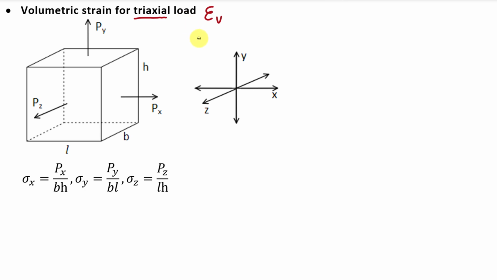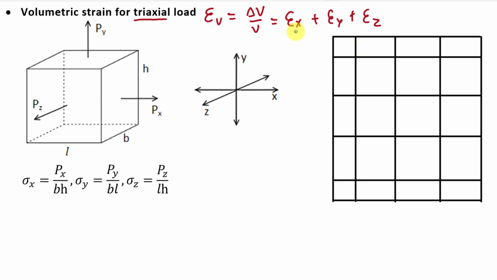Fine. Now we know that value of epsilon V is delta V by V and it is equal to epsilon x plus epsilon y plus epsilon z, means volumetric strain is sum of strain in x direction, y direction and z direction. So first of all we have to find out value of epsilon x, epsilon y and epsilon z. To find these values we are going to make one table in which we will take strain here and here we will take stress.